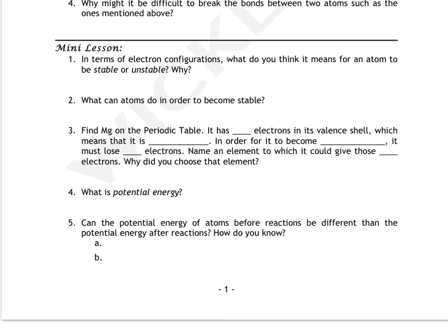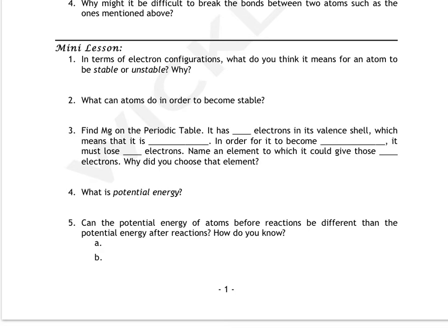All right, the mini lesson. In terms of electron configurations, what do you think it means for an atom to be stable or unstable, and why do you say that? So I can answer this. The reason why an atom would be considered stable or unstable in terms of electron configurations is based on the octet or the valence shell. If the octet is full, or if the valence shell is full, we consider that electron configuration to be stable. The reason we consider it stable is because once that valence shell is full, it no longer changes.